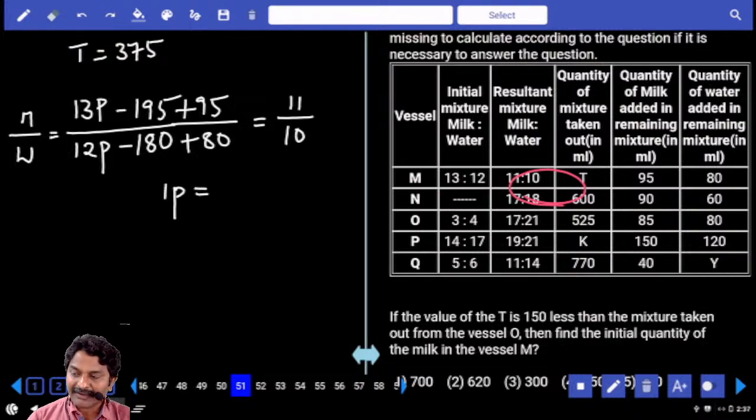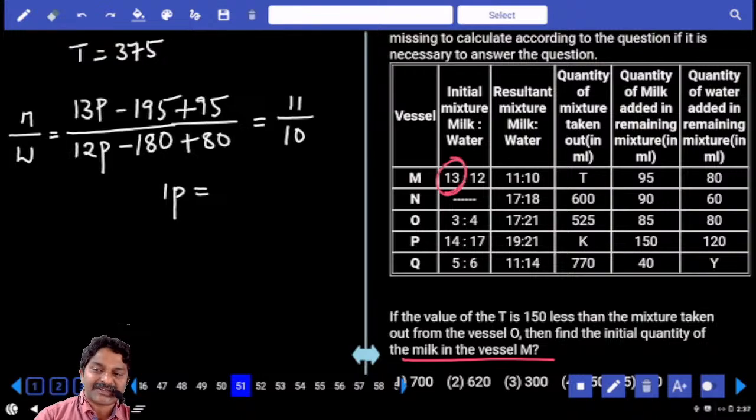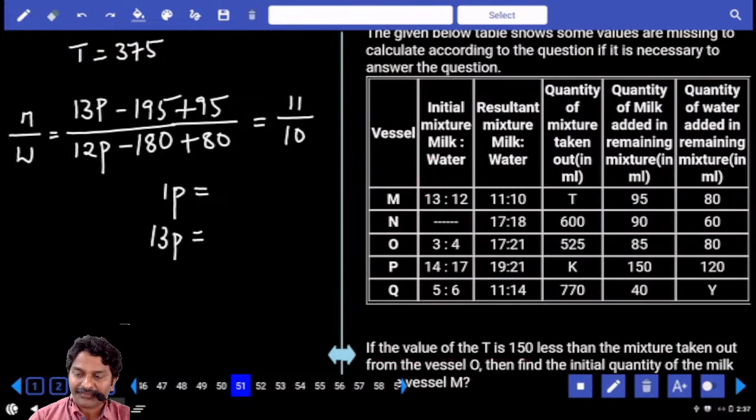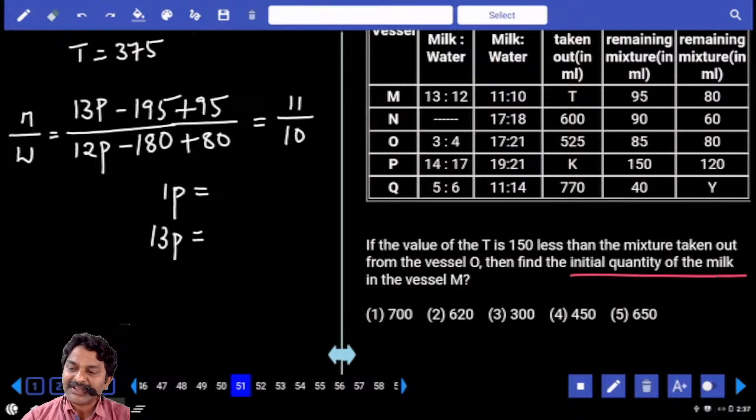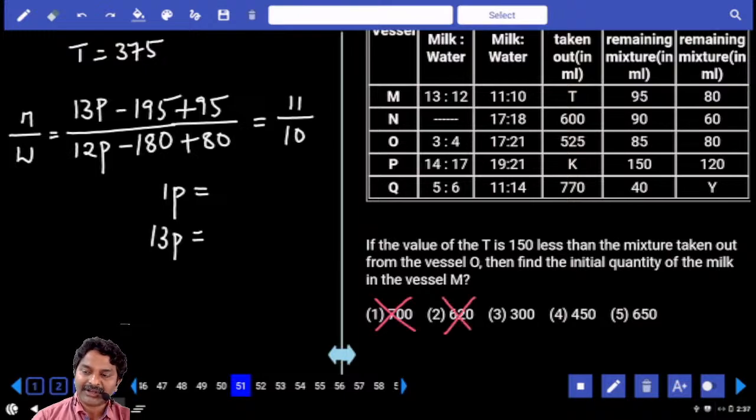Then the final question is to identify milk in the initial vessel. In the initial vessel, how many parts of milk do we have? 13 parts. This is the approach. But in your exam, as the question is about the initial milk quantity, it should be a multiple of 13. Just go and verify it. Can it be the first option? No. Second? No. Third? No. Fourth? No. Final answer. Direct 13 multiple.